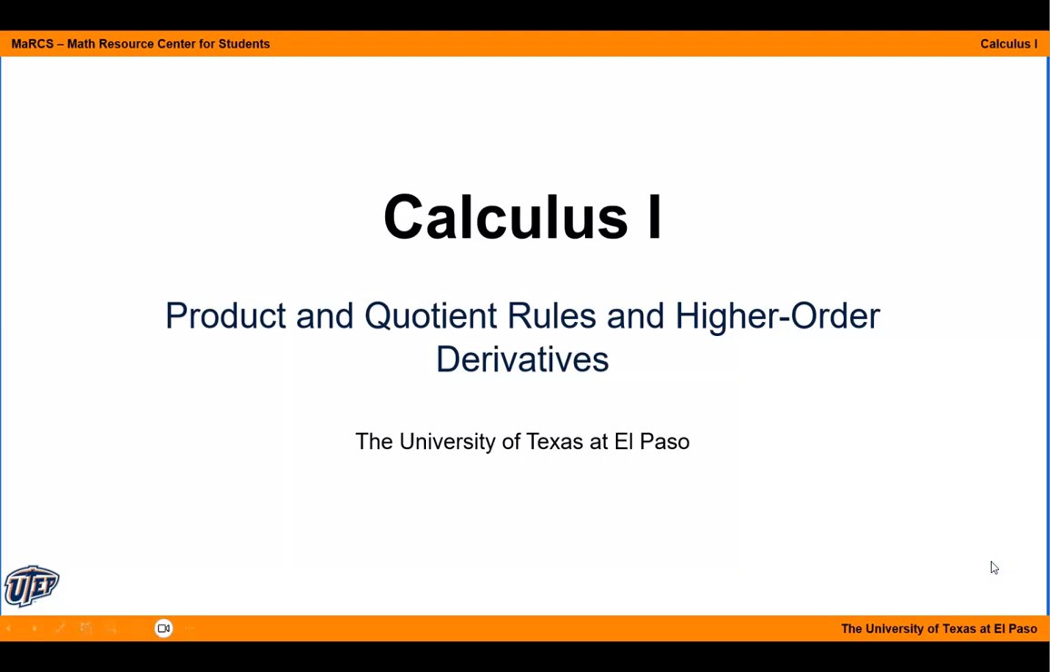Welcome back to Calculus 1. In the previous section, we developed the basic differentiation rules and used derivatives to describe rates of change. We now extend those ideas to functions formed by multiplying or dividing other functions. We will also complete the basic trigonometric derivative formulas and then differentiate functions more than once to obtain higher order derivatives. Together, these ideas allow us to differentiate a much wider variety of functions and to describe quantities such as velocity and acceleration. Let's get started.